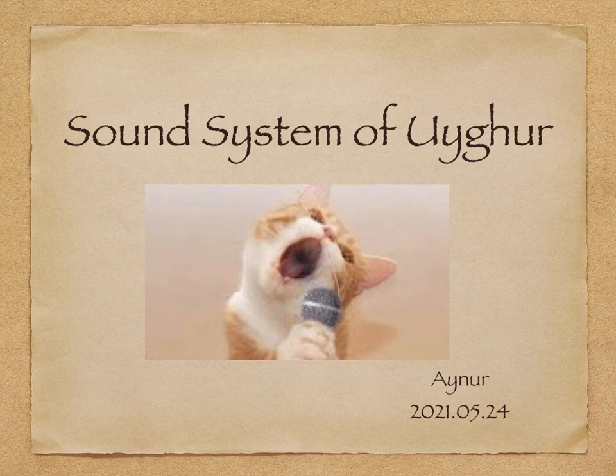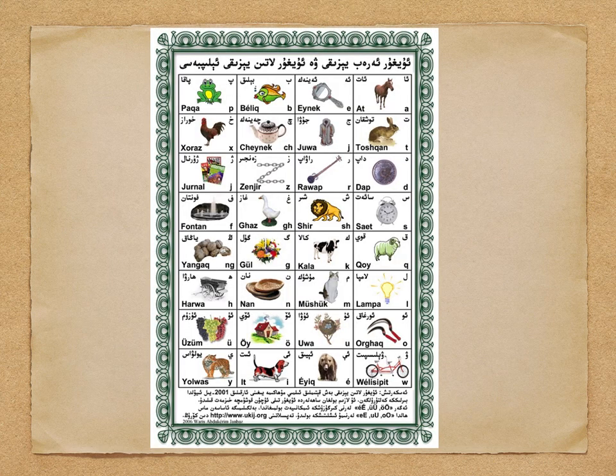Sorry about that. So today we're going to talk about the sound system of Uyghur. Okay, let's start. This is the alphabet table for Uyghur. We have 32 letters. You can see the Uyghur Arabic script and the Uyghur Latin script. So they have both Arabic letters and Latin, and this is a unified version from 2001.